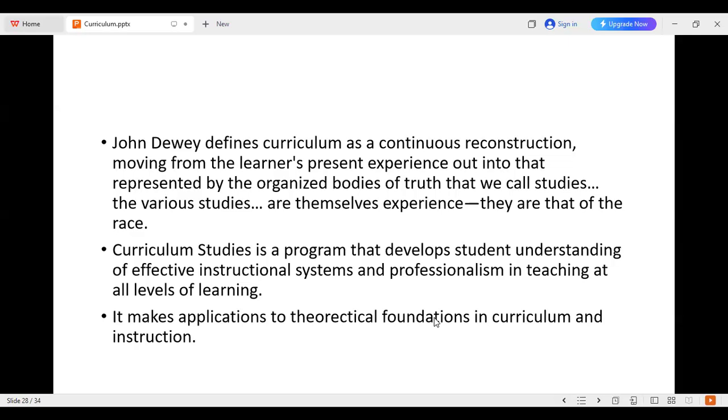It makes application of the theoretical foundation in curriculum and instruction. Therefore, in order to study or create or develop a curriculum, we need some sort of knowledge of curriculum theories. Later we can study curriculum theories.